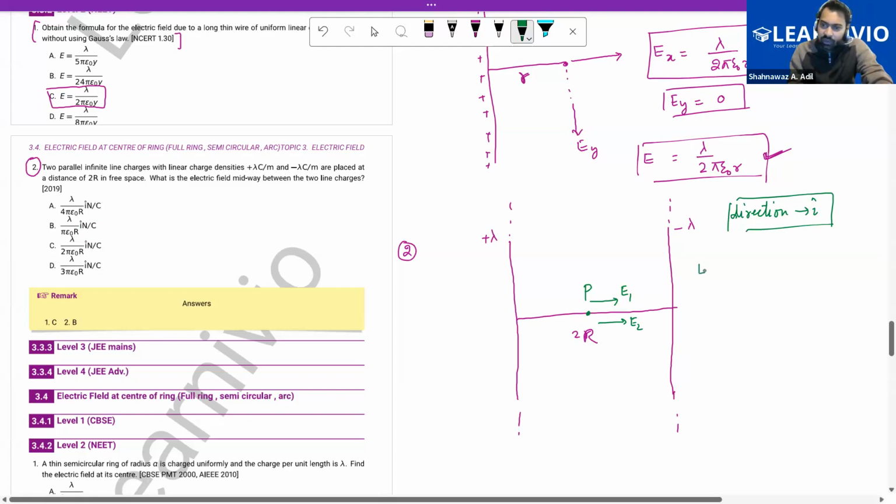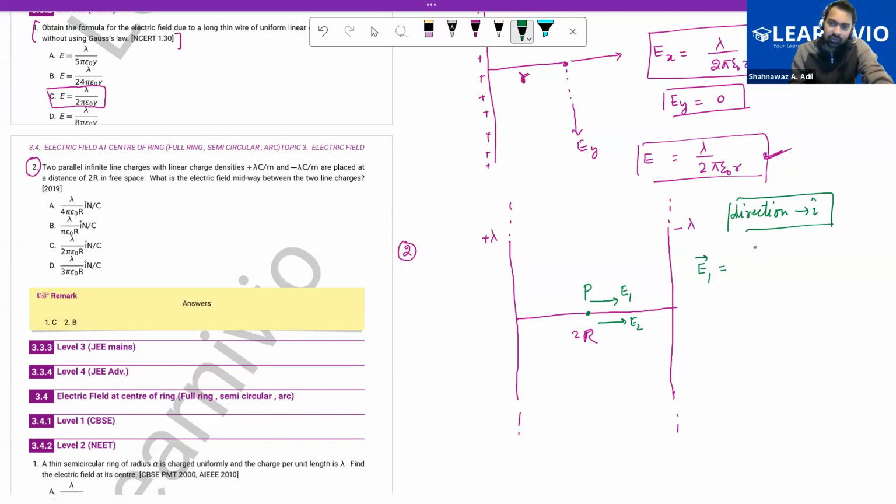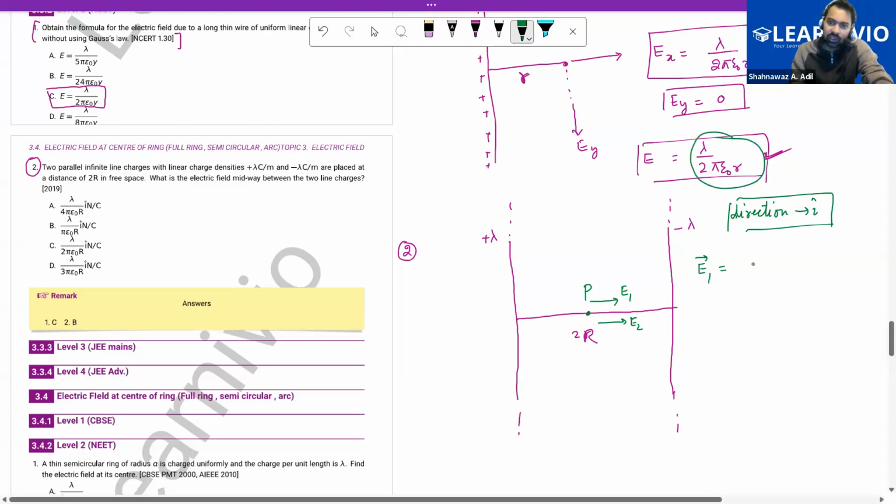Now, what would be E1? Let me write the vector form. You have to just remember this thing. So what would be E1? E1 will be positive lambda by 2 pi epsilon naught r, and then it will be i cap.